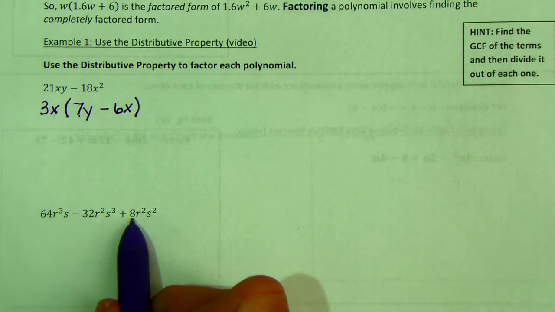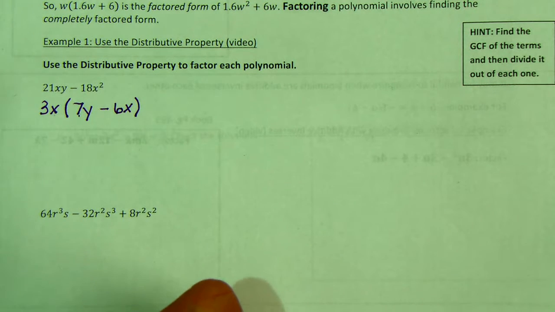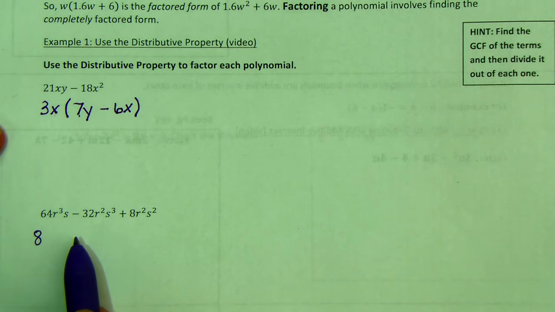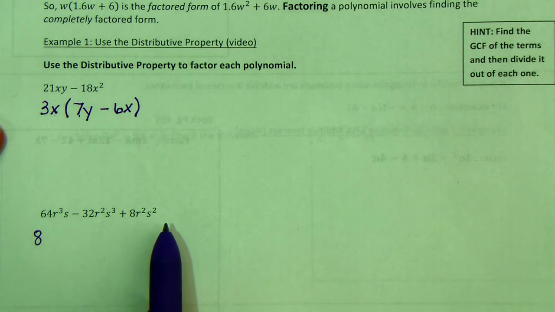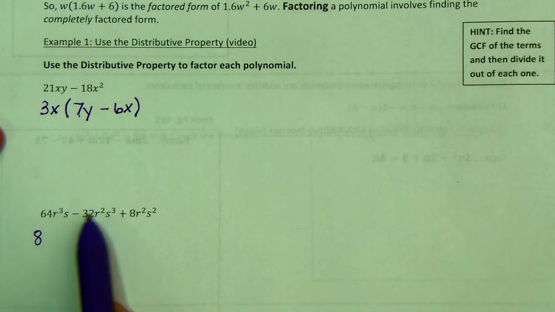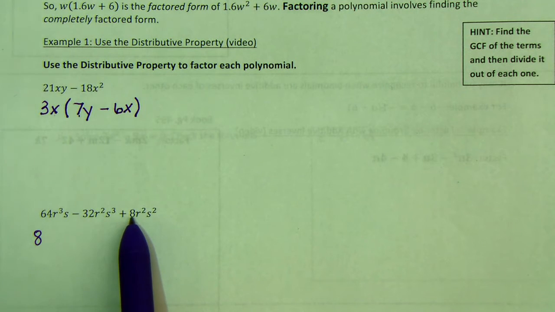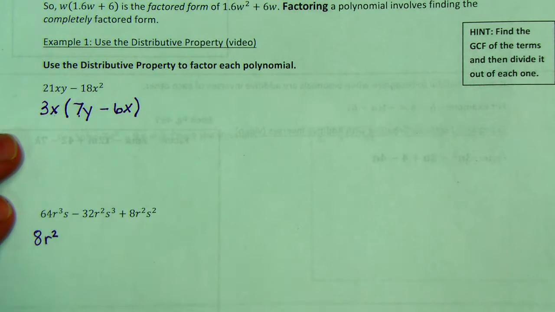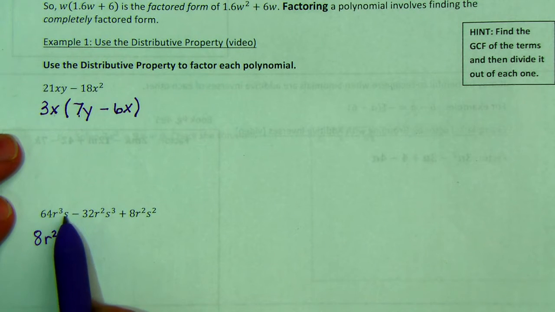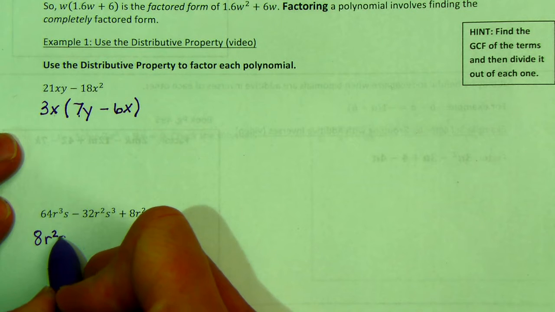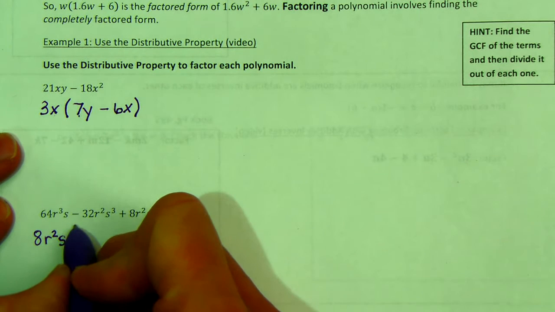Now let's look at our variables. I have r's and s's in both of them. But how many r's do I have in all? 3, 2, 2. So I can take out 2 from each. So r squared. Then I have just one s here, and as long as I just have one s in the other ones, I can take out one s. So I've got my monomial that I'm going to factor out. I'm going to divide each term by that 8r squared s.